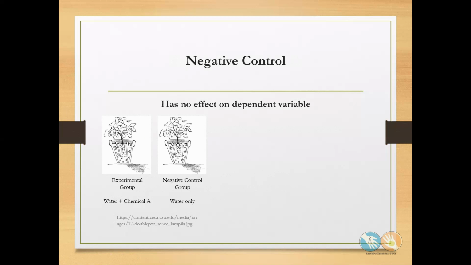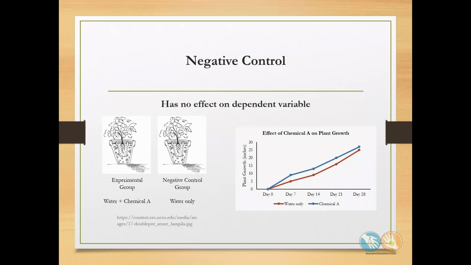If, however, we see similar growth, it will suggest that chemical A does not in fact have an effect on growth. We can then perform a time course and plot the height of the different plants of the water and chemical A groups to see the effect of chemical A on plant growth. If we graph the plant growth over time, it does in fact appear that chemical A enhances plant growth in comparison to water, our negative control group, because we see that at all time points except for day 0, it has a higher height than the water-only group.